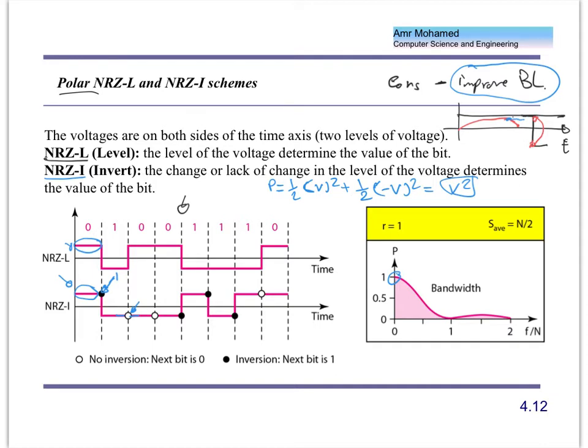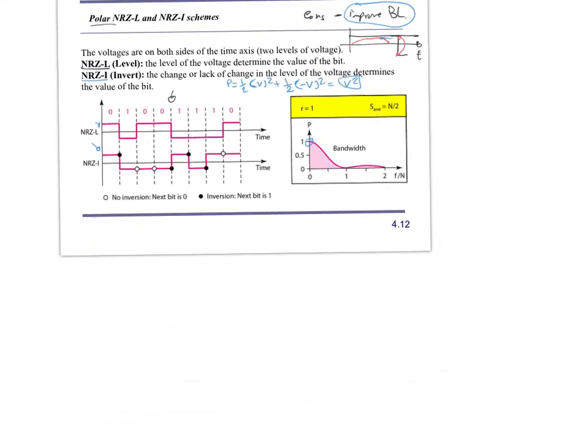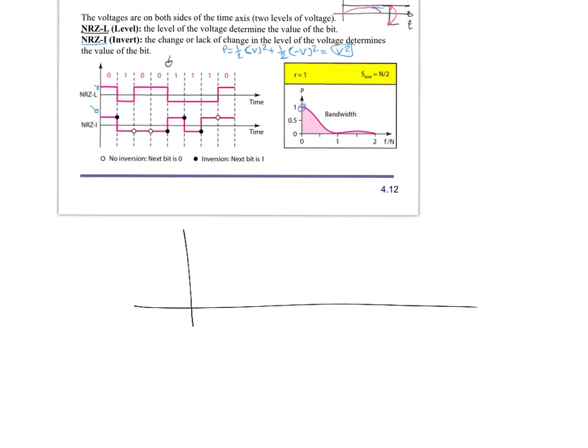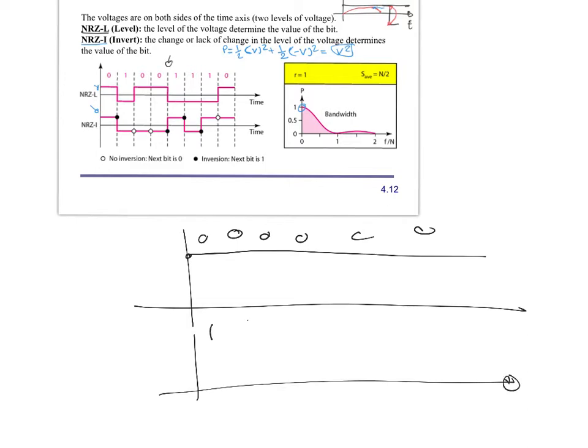So if we go back here and look at the cases where you have consecutive zeros, you have a fixed voltage level. Straight zeros means that the voltage level does not change. So if you have 0, 0, 0, 0, 0, 0, the voltage level stays the same. Okay. So what about if you have 1, 1, 1, 1, 1, 1, 1?